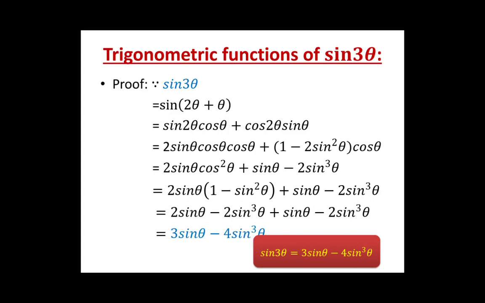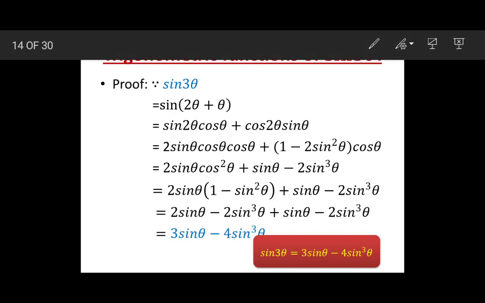So same rule. First we have to write this sin 3 theta in compound angle form. So compound angle form, we can write this 3 theta as 2 theta plus theta, right? So first we have to split this 3 theta. So 3 theta is 2 theta plus theta. Now this is sin A plus B. So apply sin A plus B formula, compound angle formula.